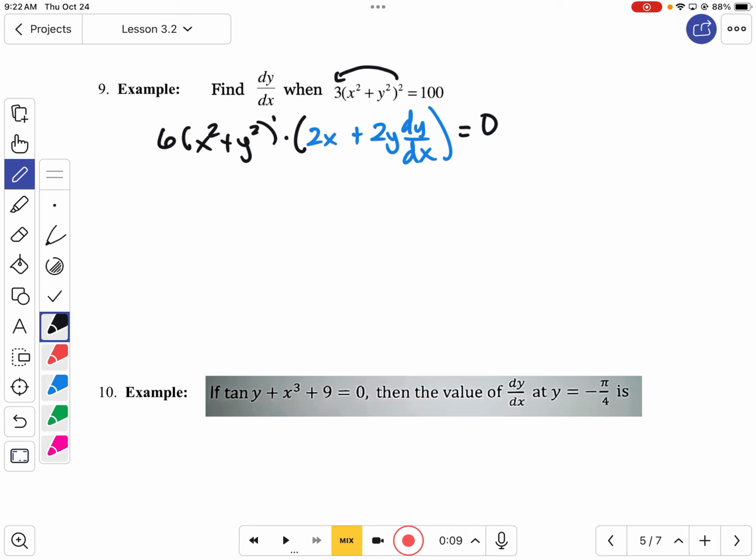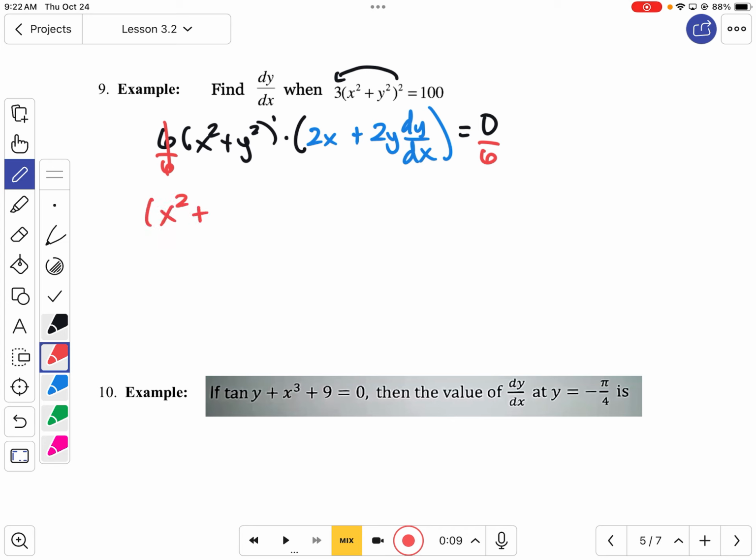Now, the simplification on this is a little bit tougher. The first thing I notice is that I have a coefficient there, and everything is multiplied together, which is nice. But because so many things are multiplied together, I have to be really careful in my simplification, because more things have a dy dx than we know. So, that being said, this constant, I'm going to divide first.